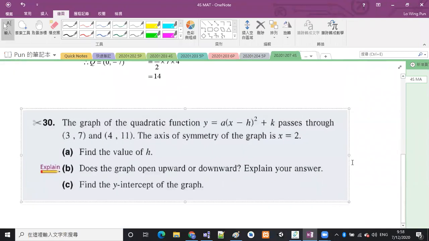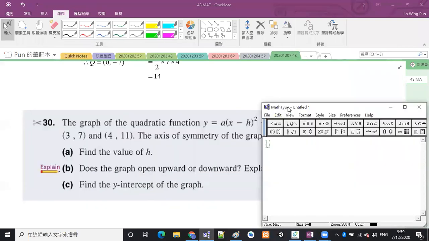So the graph of the quadratic function a times x minus h squared plus k passes through 3, 7 and 4, 11. The axis of symmetry of the graph is x equals 2. Okay, so again, this function has already occupied the letters A, H, and K. So actually, the formula A is A, the formula H is H, and formula K is K this time.